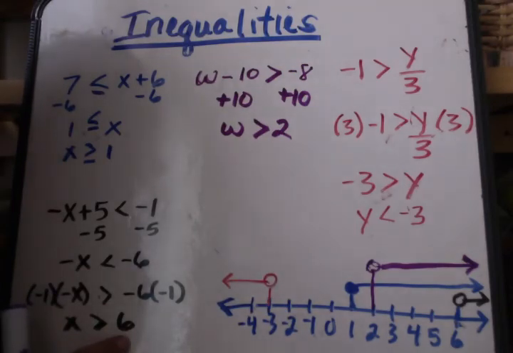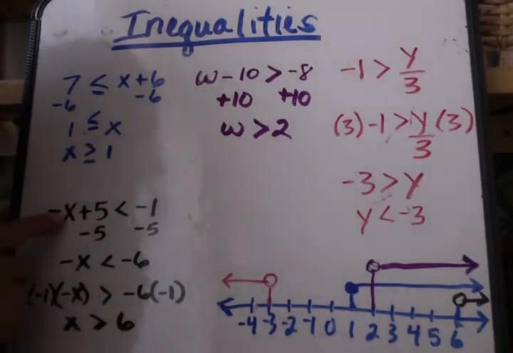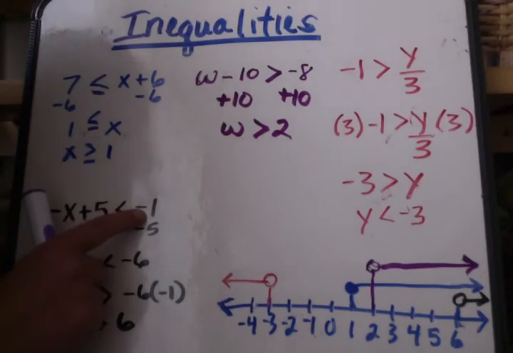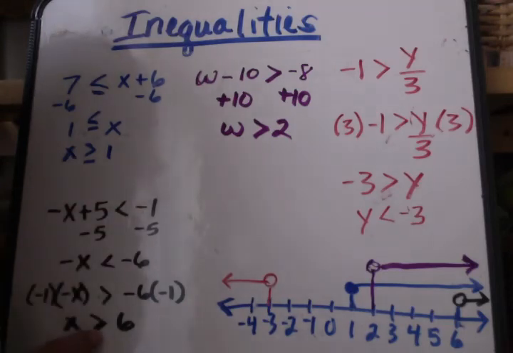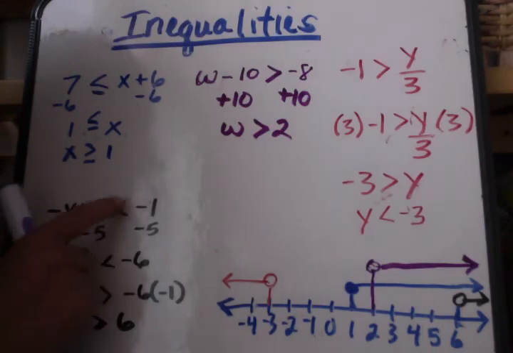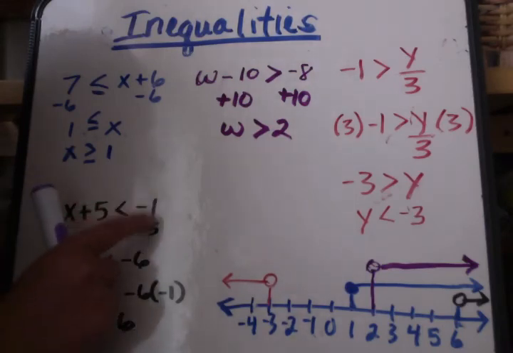Let's try some numbers here with that. So x greater than 6. If I put, let's say a 7, I put the 7 in here for x. So negative 7 plus 5 is going to be negative 2, and negative 2 is less than negative 1. If I put in an 8 here, because 8 is greater than 6, negative 8 plus 5 is going to be negative 3. Negative 3 is less than negative 1.